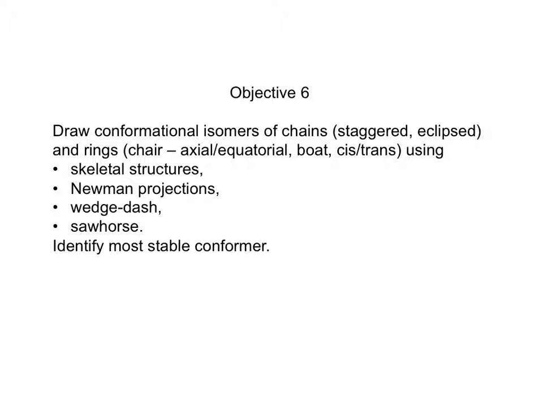So we will look at conformational isomers of alkane chains and rings, and we want to represent those conformational isomers using skeletal structures, Newman projections, wedge and dash, and sawhorse projections. Then we want to identify the most stable conformational isomer.